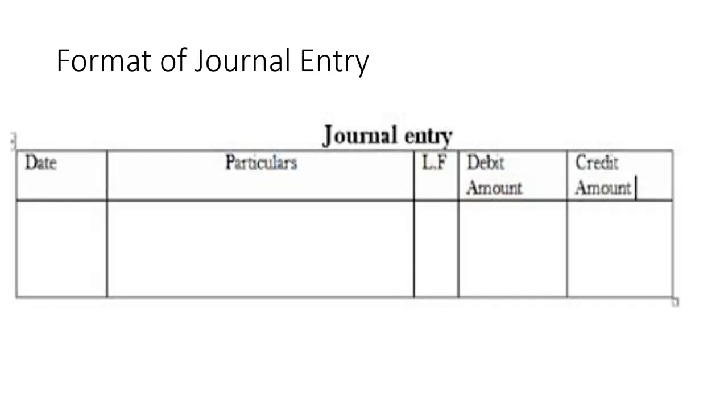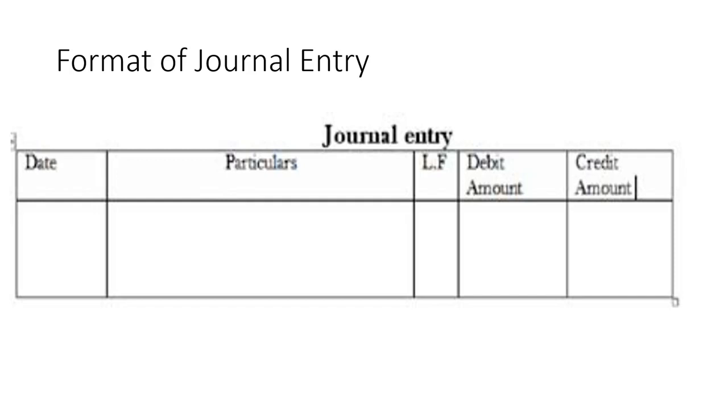Format is like this. It has 5 columns, starting with date. Whatever date it happened, we have to write one by one any number of entries. And in the particulars, there will always be at least 2 lines. First line will be for the account name which is being debited, and the second line will be starting with TO, and then the name of the account which is being credited. Then we have LF, that is called ledger folio. It simply tells the ledger folio in which this particular journal entry will go. Then we have debit and credit amount column. Here we'll write the amount by which particular account is debited or credited.